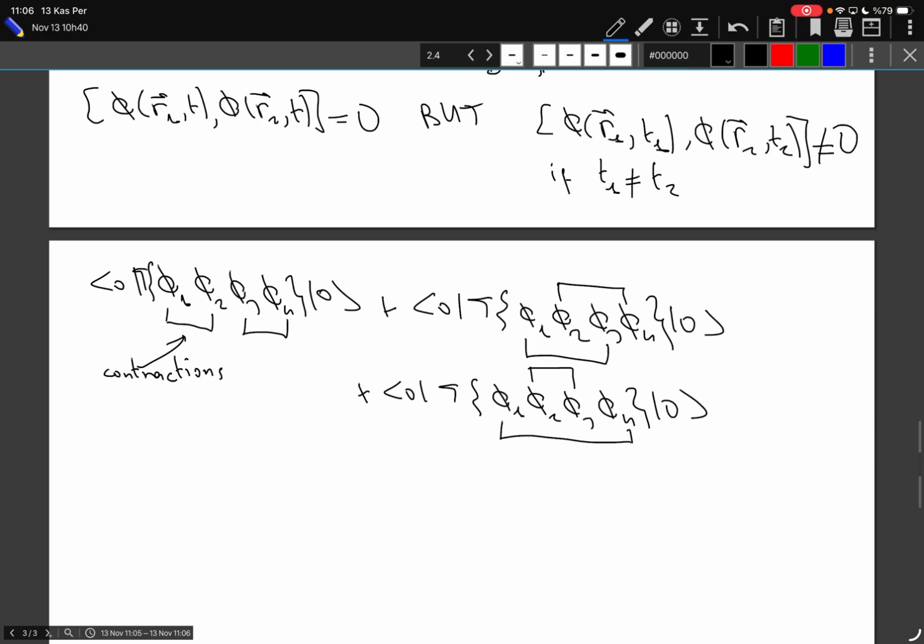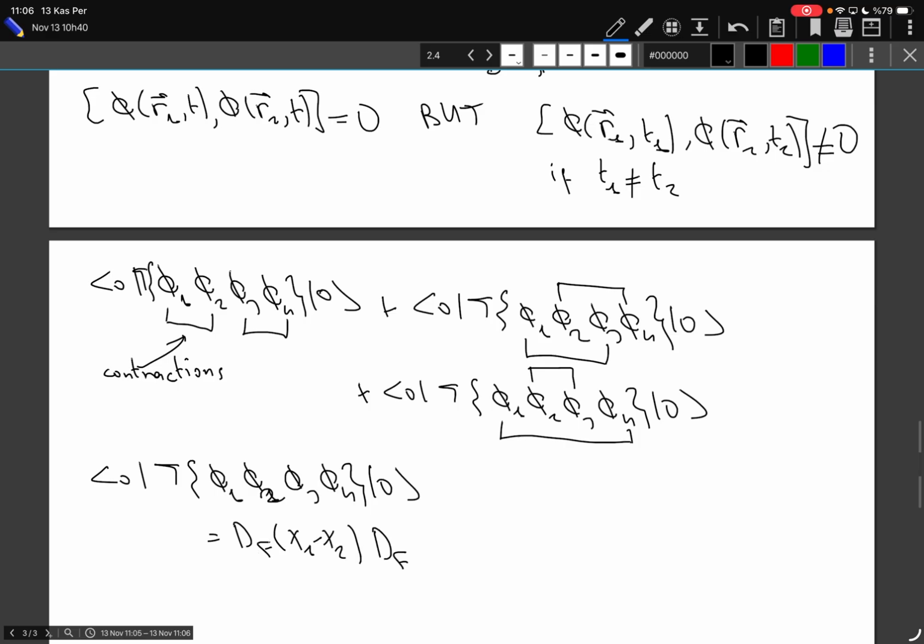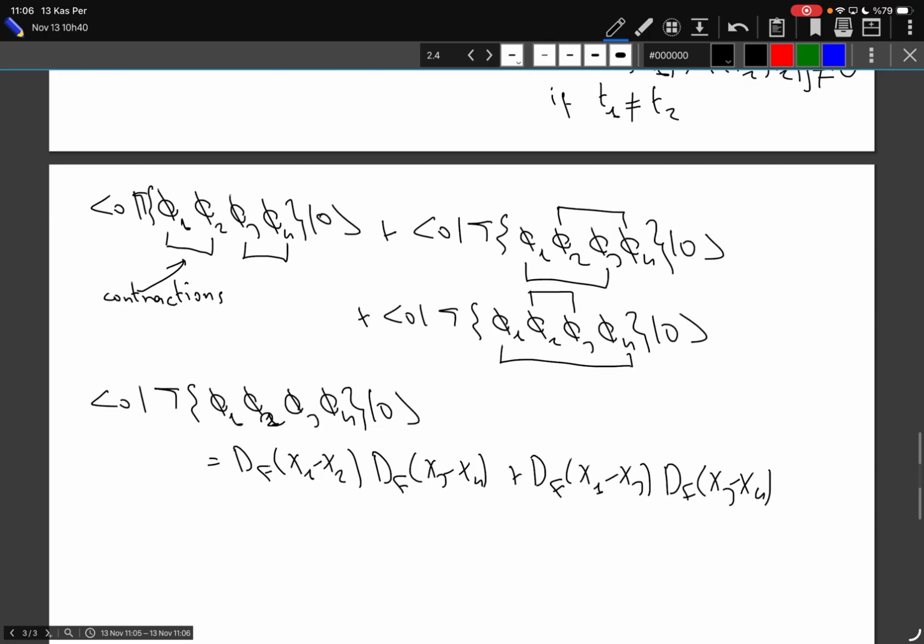correspond to Feynman propagators. So at the end of the day, what I obtain is this time-ordered product is the Feynman propagator between x1, x2 and x3, x4, between x1, x3 and x2, x4, the Feynman propagator x1, x4, x2, x3. This is very clear.